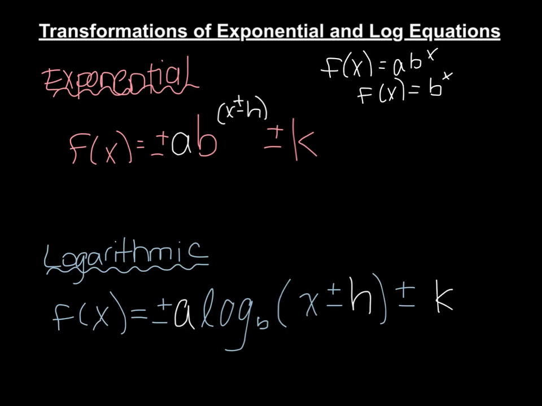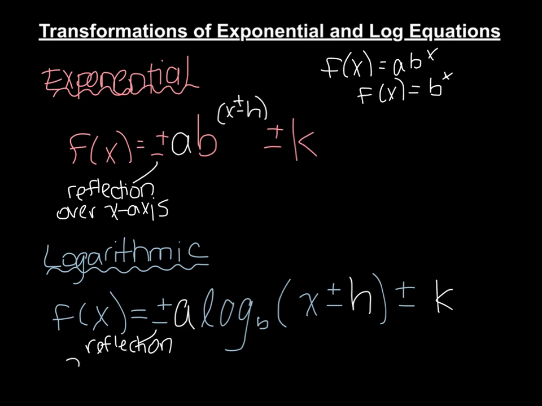In other words, the a term is 1 in the parent function, and they'd have to tell you what the b term is. However, the same rules apply for transformations here as they did in all of our other types of equations we've looked at. Making the a term negative is a reflection over the x-axis. Just like it is for a logarithmic function, making it negative is a reflection over the x-axis. And an easy way to check is to plug it into the calculator.